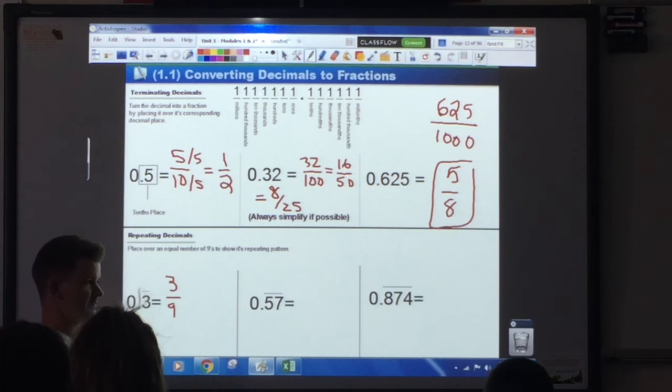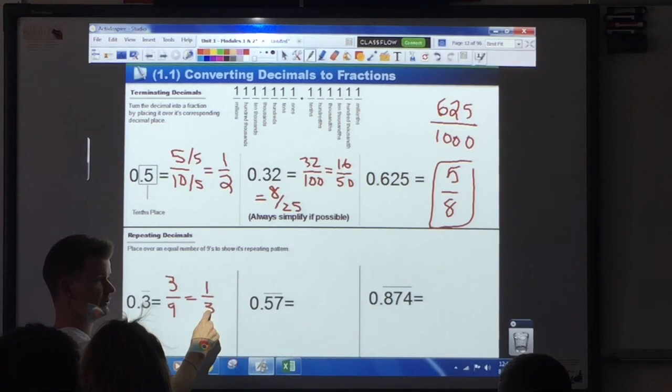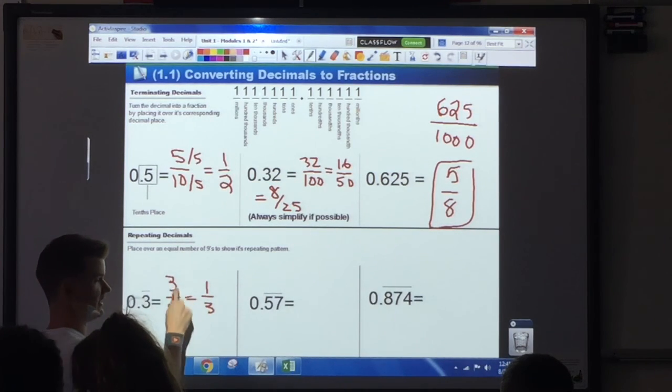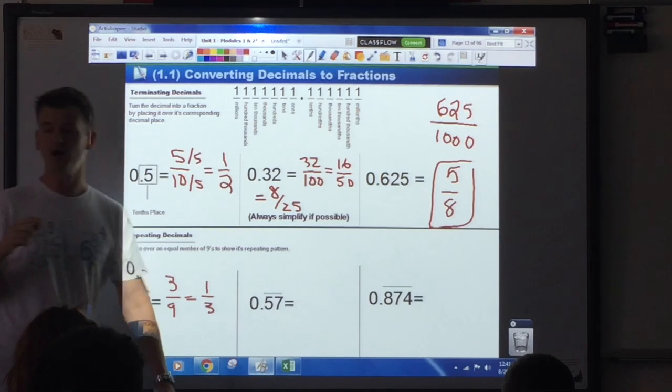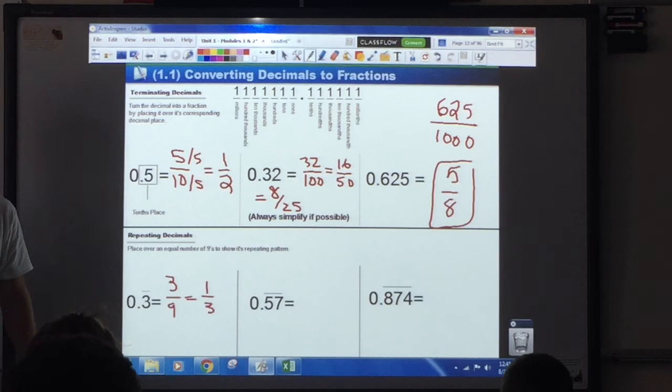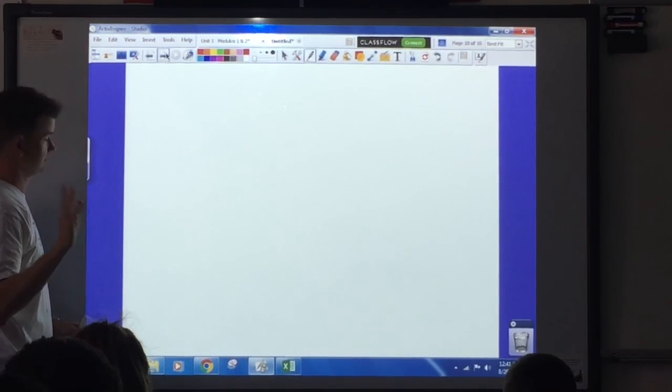And how can I prove that? I can simplify this down to 1/3. I divide the top and the bottom by 3 and it becomes 1/3. Well, let me show you why. It's a trick for repeating decimals. How can I prove that it makes sense? Don't worry, I have a plan for that. Everybody asks.